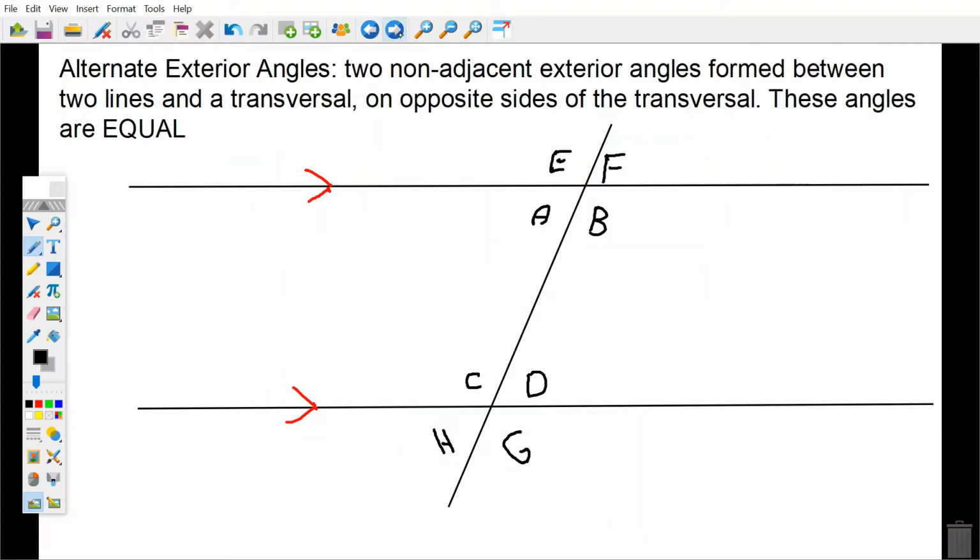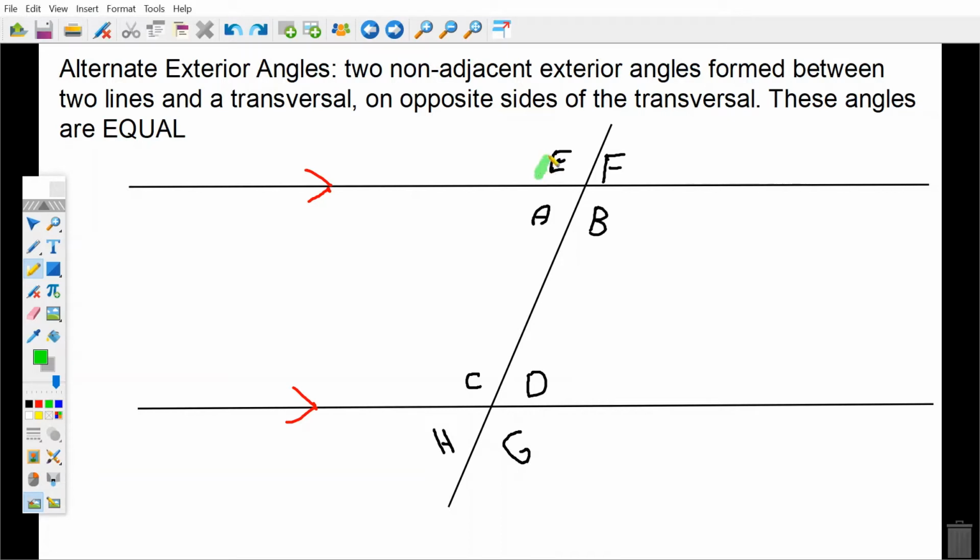The next one is alternate exterior angles. These are two non-adjacent exterior angles formed between two lines and a transversal on opposite sides of the transversal. These angles are also equal. If you remember from 2.1, we talked about interior angles and exterior angles. Exterior are the ones outside the box, E, F and H, G. Those are the angles we're going to be looking at right now. We are looking for angles that are on the opposite sides of the transversal between two parallel lines.